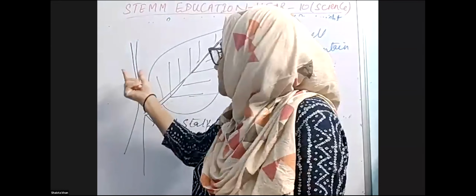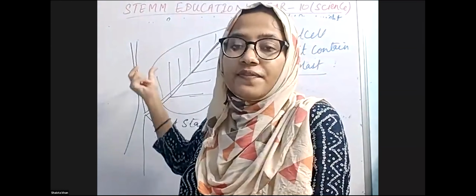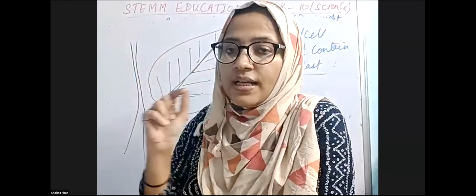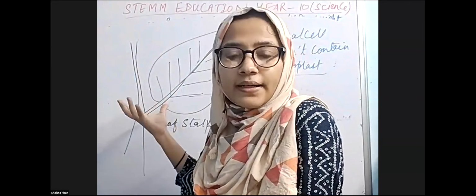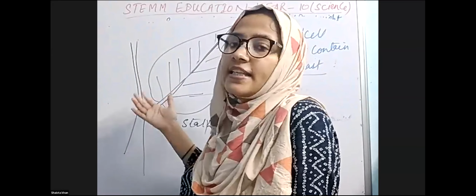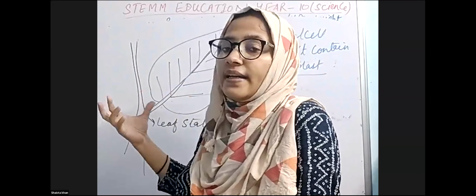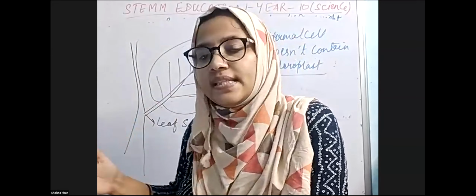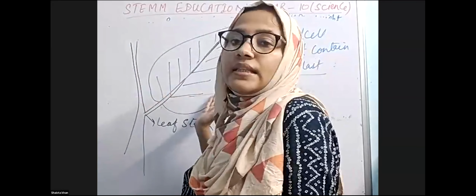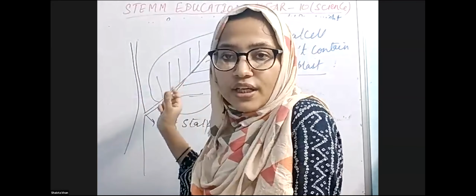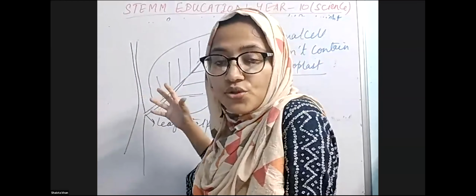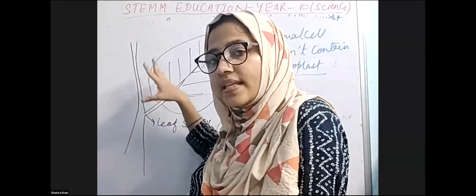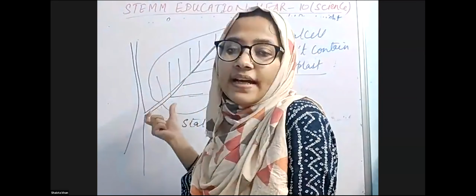Next adaptation: the leaf is thin in structure. It is not thick, because if it were thick, gaseous exchange would not be as easy as in a thin leaf. That's why it is thin in structure. Why? To allow sunlight to penetrate to all the cells present inside the leaf.